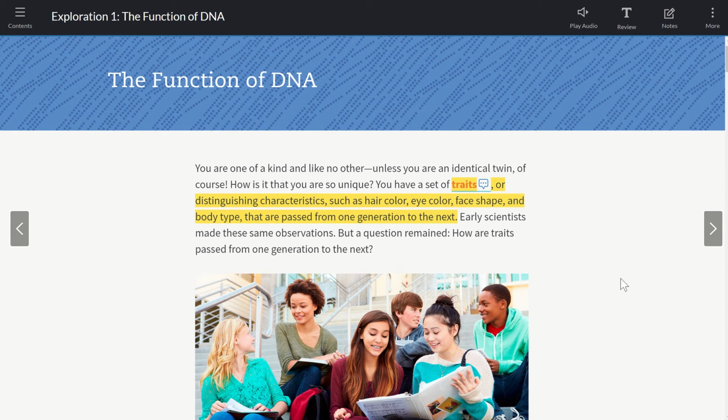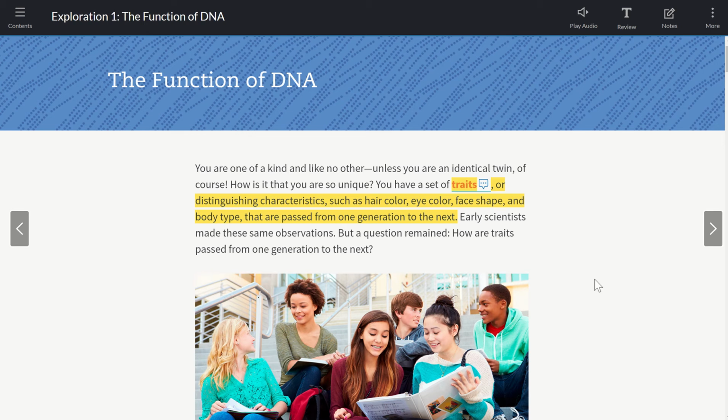Today we're going to look at the function of DNA. DNA is a really special molecule. It holds all of the genetic material for an organism. And we describe that genetic material as a set of traits. Your traits are any of your physical characteristics that have been passed on to you from your parents. Anything that you have that makes you look a certain way that you got from your parents is a trait.